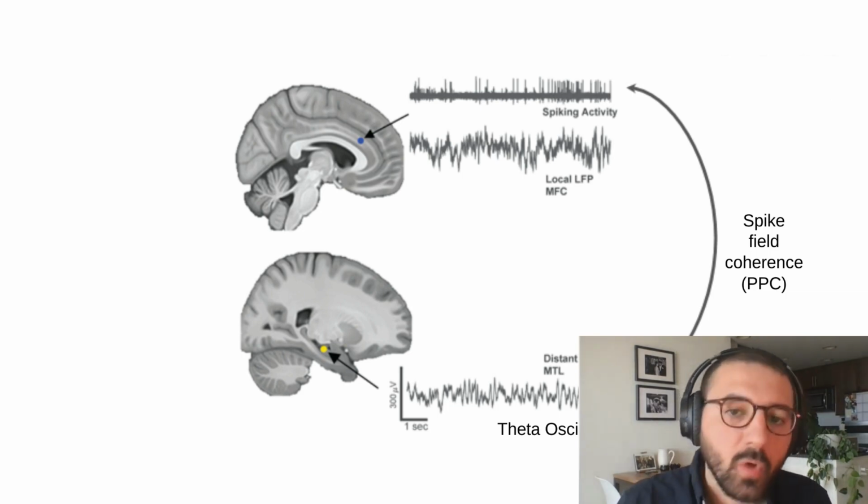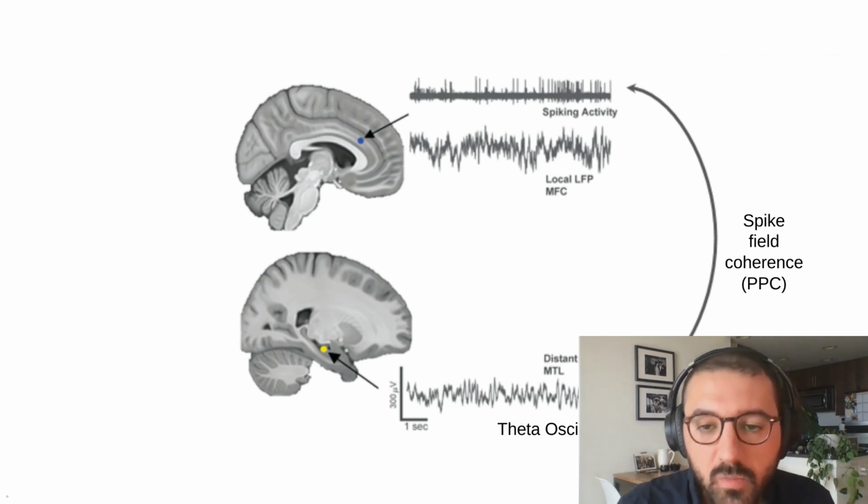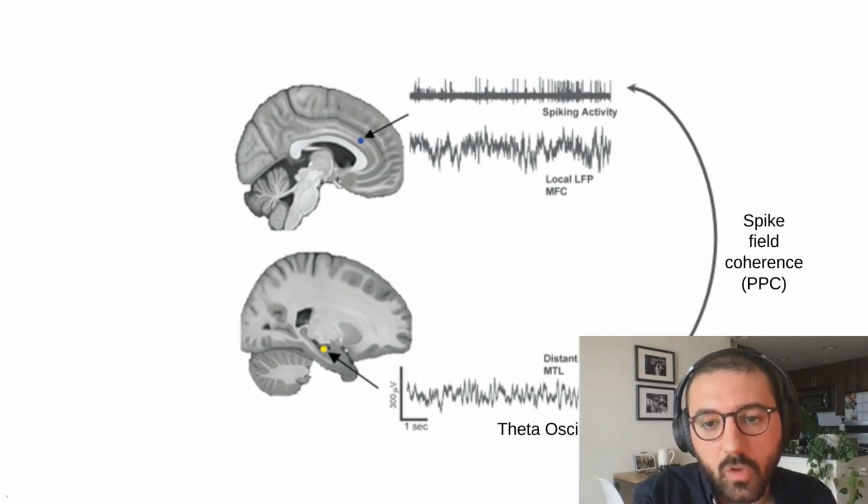But in the interest of time, in this particular presentation, I'm going to focus on the results that we got from an approach that mixes across modalities. So in this particular case, we're going to look at a metric called spike field coherence. Specifically, we're looking at the degree to which spiking activity in the medial frontal cortex is coordinated by oscillations in this distal area, in the medial temporal lobe.